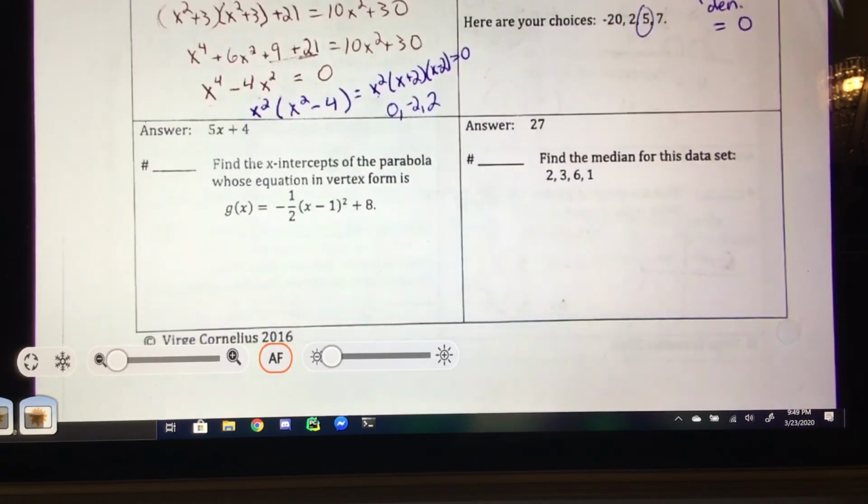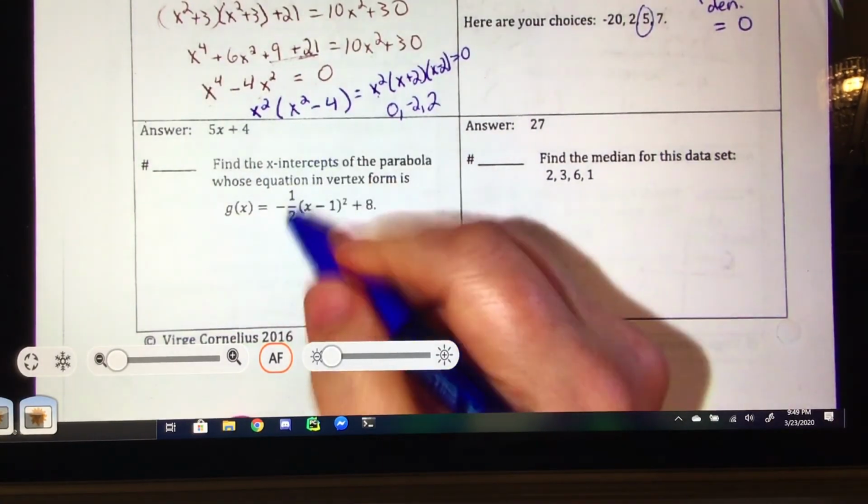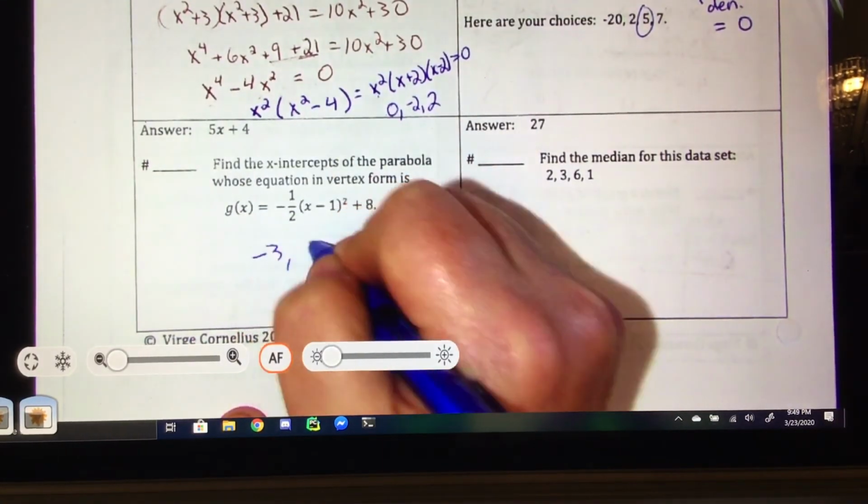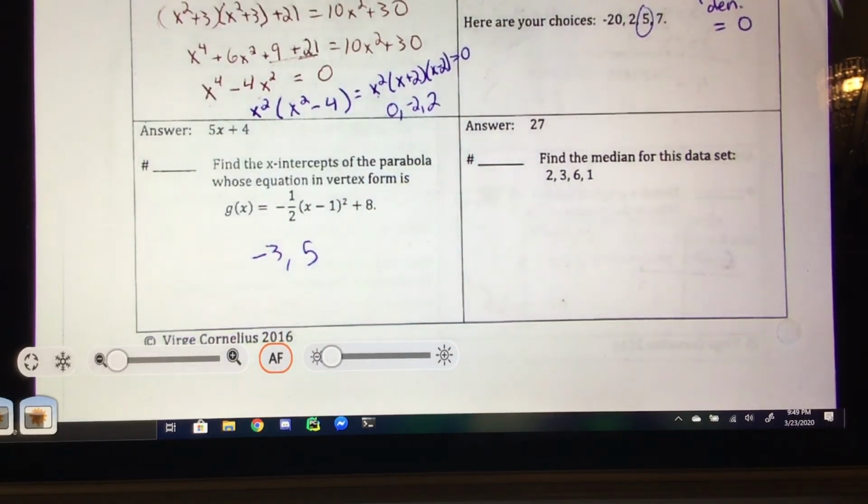Last two, we're almost done. Find the x-intercepts of the parabola whose equation is in vertex form. Find the x-intercepts. Okay, use the graphing calculator. And guess what? I got -3 and 5. Boom. Yeah, plug that into your graphing calculator. I mean, you can find it another way.